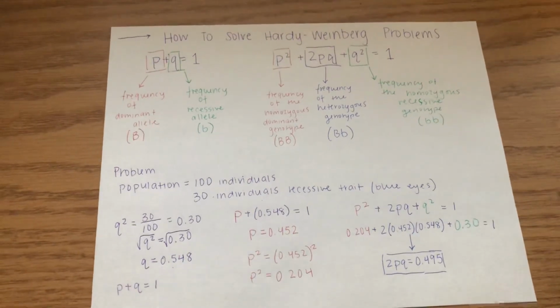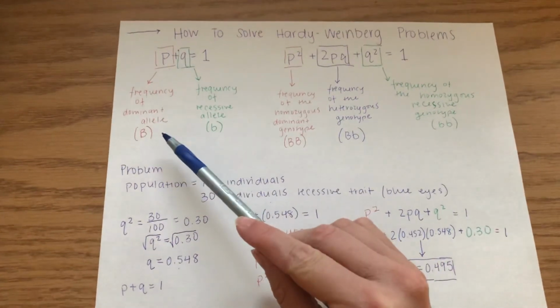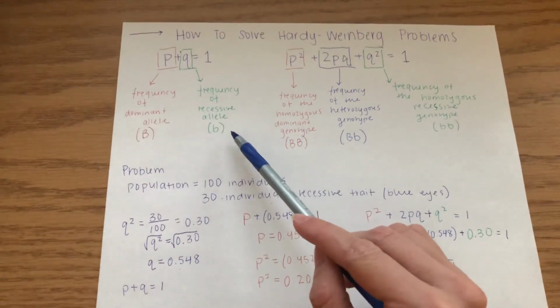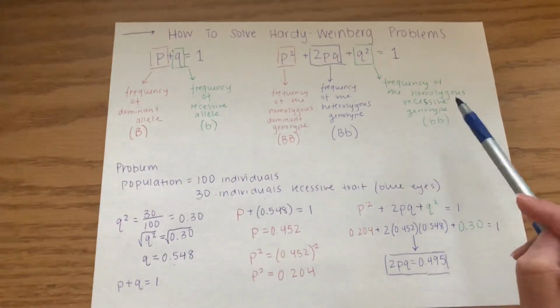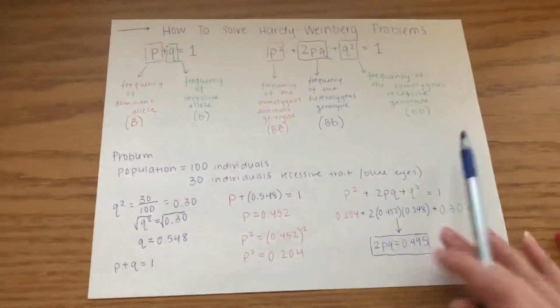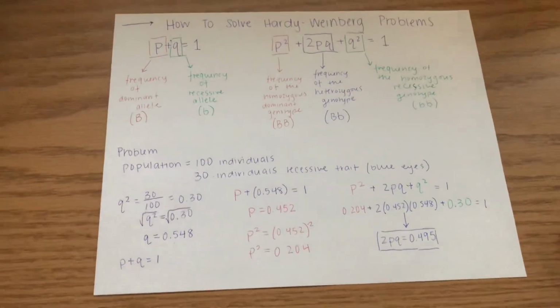Okay, so just to review, we have our P value we need to solve for, our Q, P squared, 2PQ, and Q squared. And just knowing these variables, this will really help you solve all of these problems.